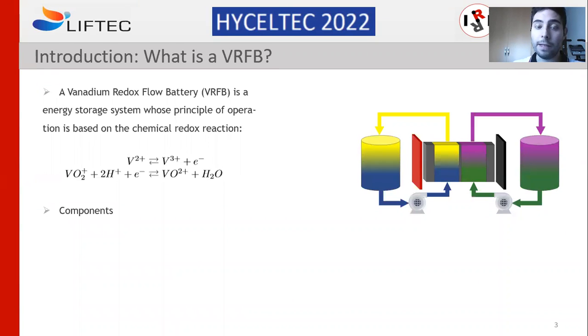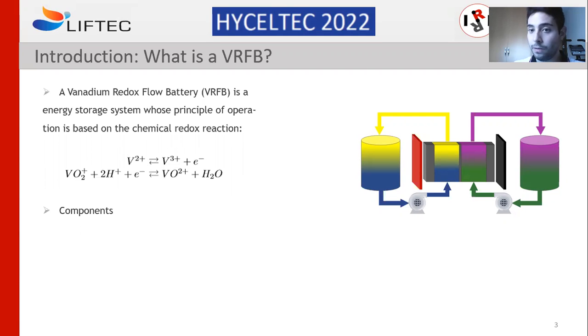So, a vanadium redox flow battery is an energy storage system whose principle of operation is based on the chemical redox reaction that is present here. As can be noticed, there are 4 different species of vanadium, which are V2, V3, V4 and V5, that exist as oxides of vanadium. And on the right, you can see a figure of the main schema of any redox flow battery.